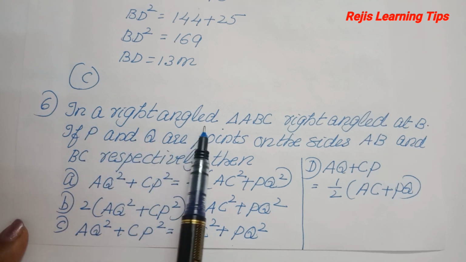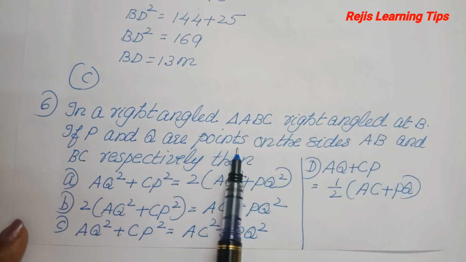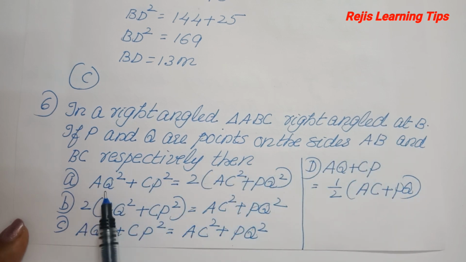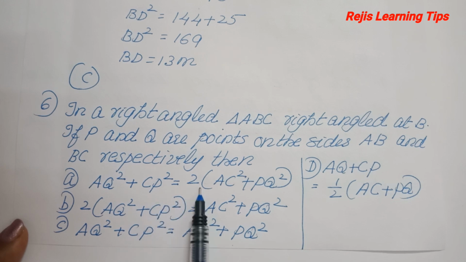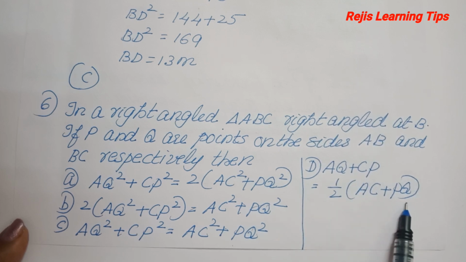In a right angle triangle ABC, right angled at B, if P and Q are points on the sides AB and BC respectively, then the options are: AQ square plus CP square is equal to 2 into AC square plus PQ square; 2 into AQ square plus CP square is equal to AC square plus PQ square; AQ square plus CP square is equal to AC square plus PQ square; AQ plus CP is equal to half into AC plus PQ.